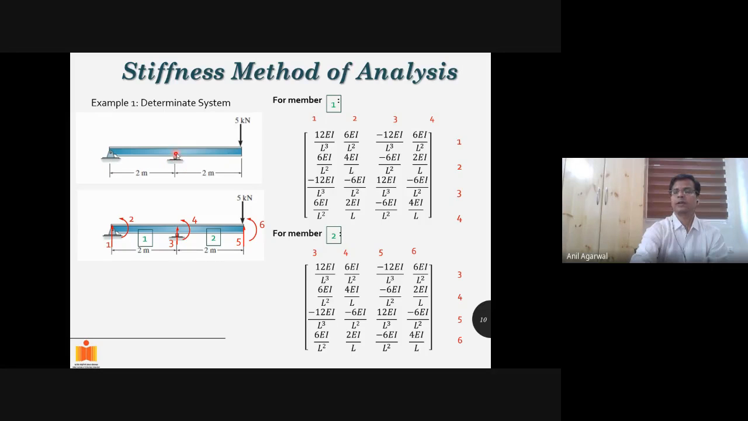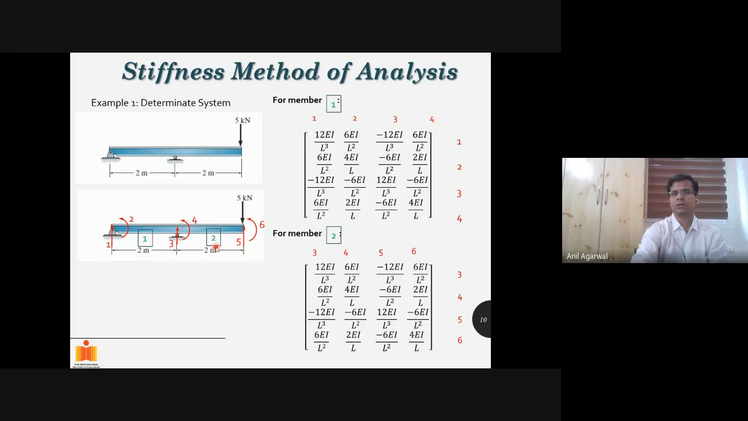Because you have an intermediate support, and you don't have the formulation available for a beam which has an intermediate force acting. Our formulations are available only for beams which don't have any intermediate forces, or an intermediate known force, acting on them. So we will have to split this into 2 parts. So what we do is break this into 2 members.